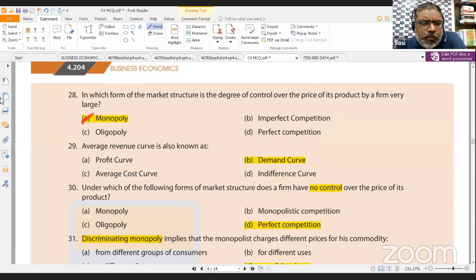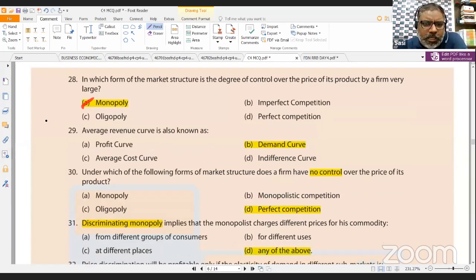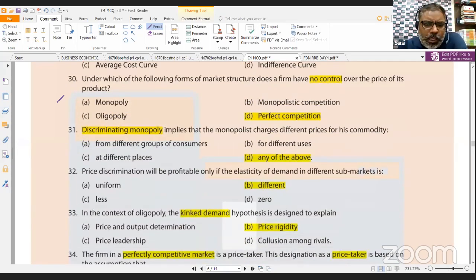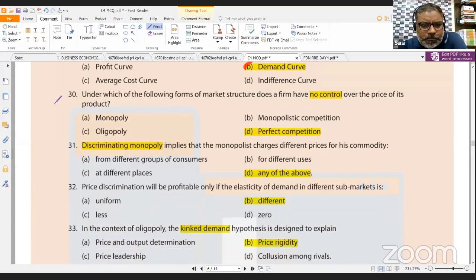A monopolist can exert more control and influence on the price than others. So A is the correct answer for question number 28. The average revenue curve can also be known as the demand curve. Direct question. So the answer to question 29 is Bengaluru. Average revenue curve and demand curve are both the same.